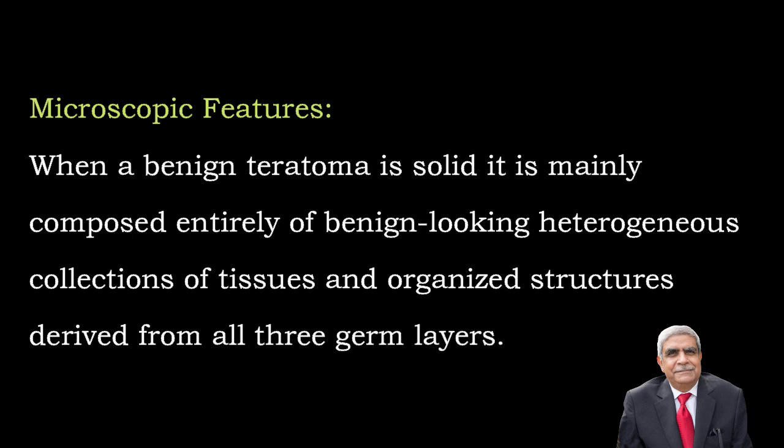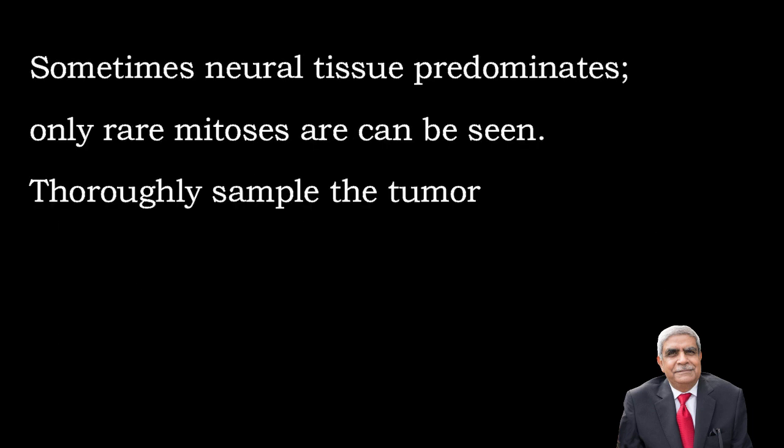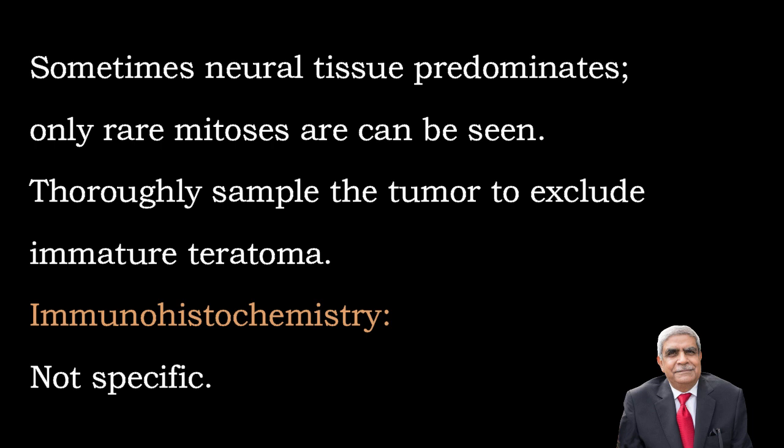When a benign teratoma is solid, it is composed entirely of a benign-looking heterogeneous collection of tissues and organized structures which are derived from three germinal layers, meaning the structures are derived from endoderm, ectoderm and mesoderm, but these teratomas are solid. Sometimes neural tissue is in excess and there are only rare mitoses. Again, I'll stress that thorough sampling of the submitted tissue is required to rule out immature teratoma.